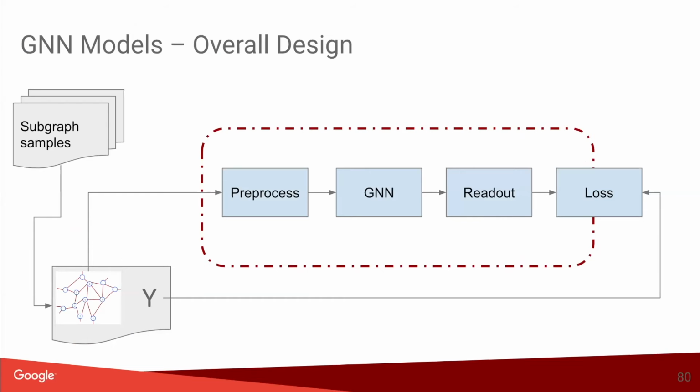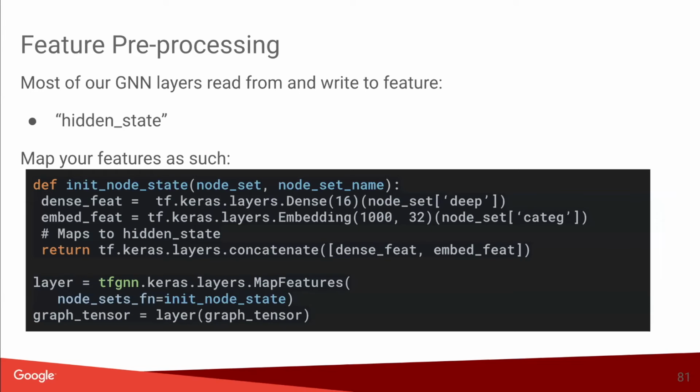So here's a typical flow of stages while building a graph neural network model. You can start with generating subgraph samples using either the in-memory sampler or our distributed batch sampler. Then you can transform graph features using the preprocessing step, and also generate the hidden state vectors, followed by several rounds of graph updates with a graph neural network model, and a readout layer which will extract relevant features from your graph to feed into the loss function to optimize the model weights.